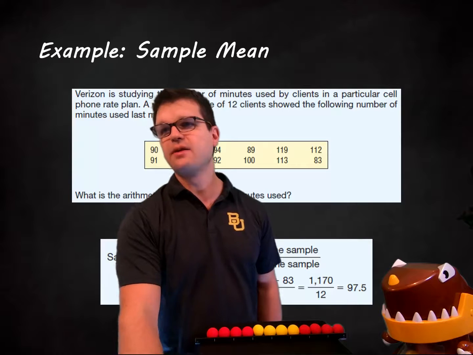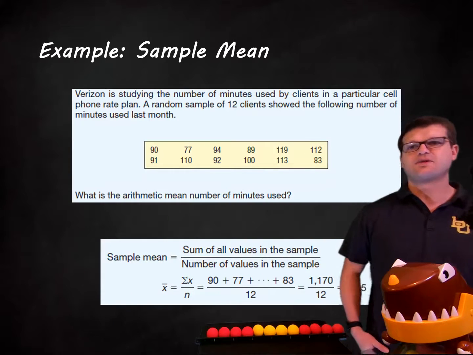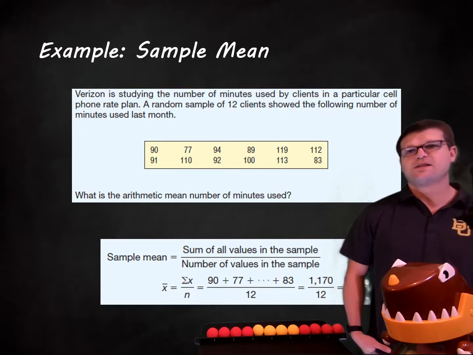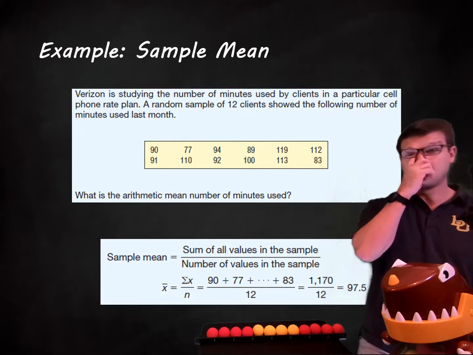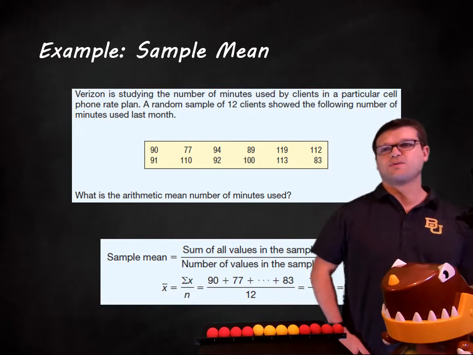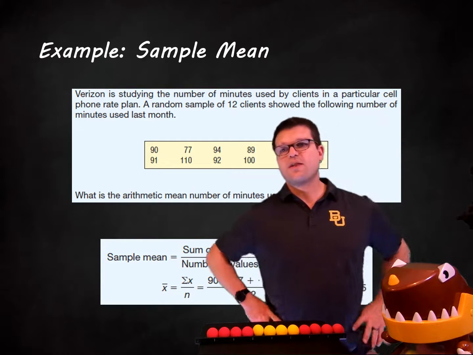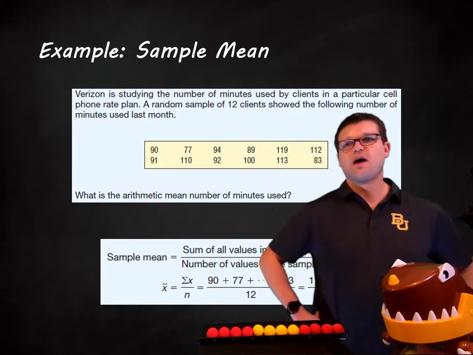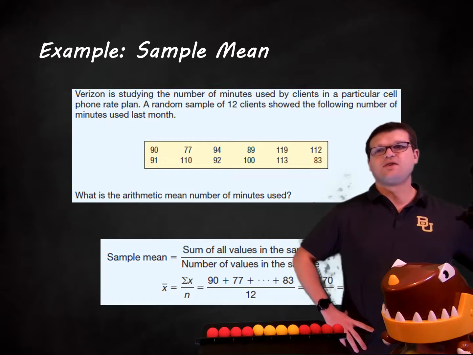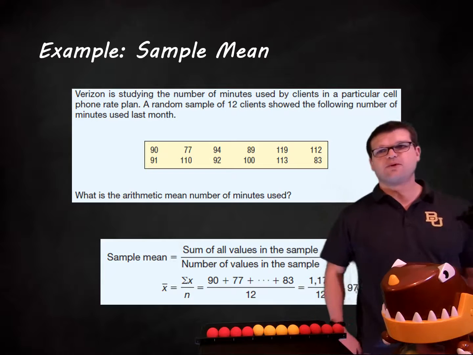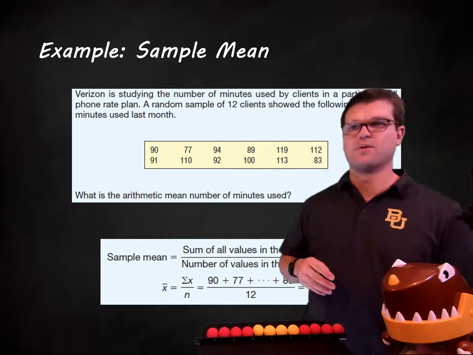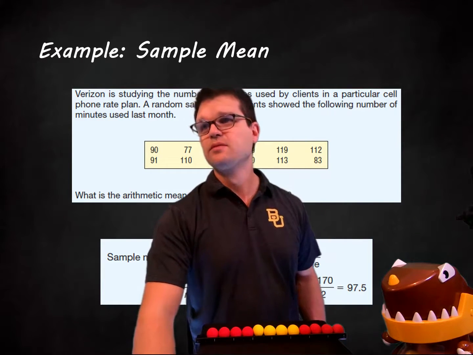Okay, so Verizon is studying the number of minutes used by clients in a particular cell phone rate plan. A random sample of 12 clients showed the following number of minutes last month: 90, 91, 77, 110, 94, 92, 89, 100, 119, 113, 112, and 83. In order to get the arithmetic mean of all of these, you add up all 12 of these together, and then you divide by 12. You just add them all together and divide by the total number that you have. This is something that you're probably very familiar with, so we're not going to spend too much time on that.